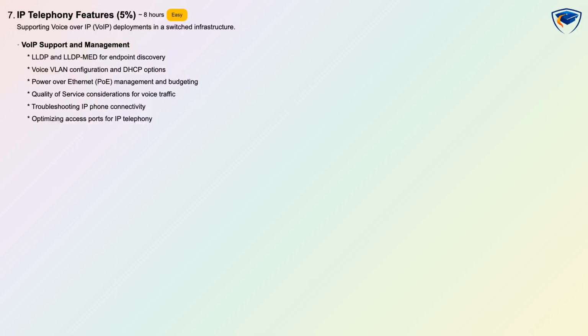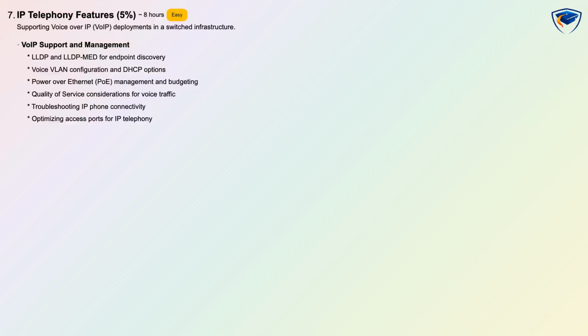IP telephony features are 5% of the exam, easy difficulty, and require about 8 hours of scenario-based study. You will focus on LLDP and LLDP-MED for endpoint discovery, voice VLAN configuration and DHCP options for phones, PoE management and budgeting, and CoS considerations tailored for voice traffic.